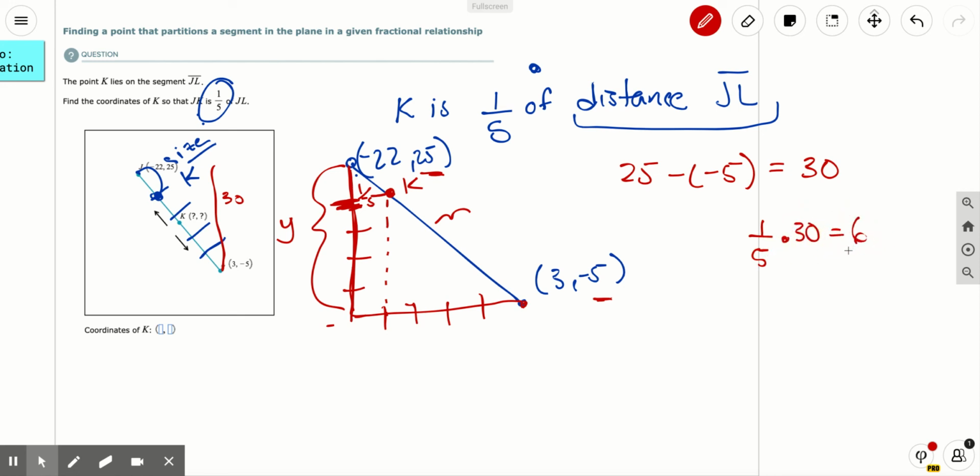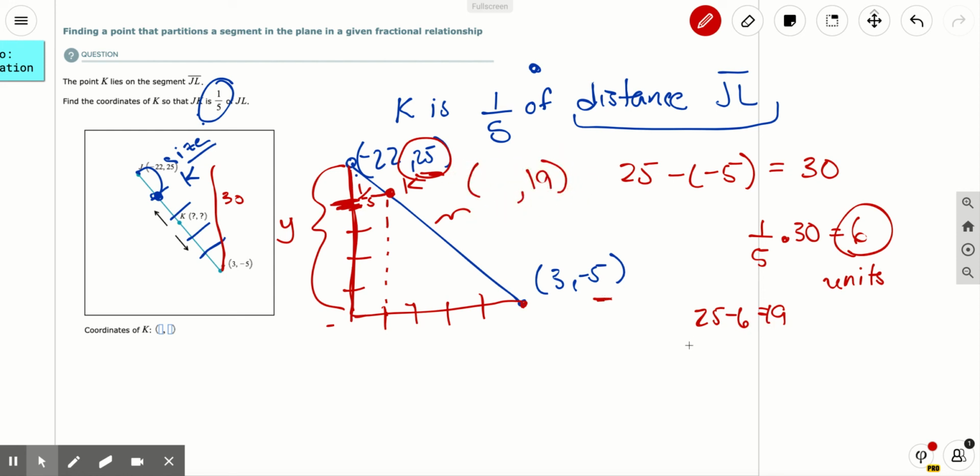It's 6. So it's going to be 6 units. So you count 6 units down from 25. In other words, 25 minus 6. 25 minus 6 is 19. So the Y of that point is 19.